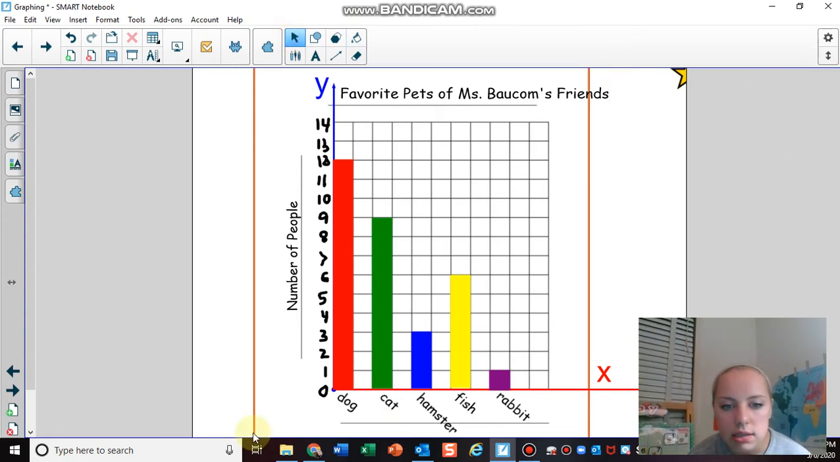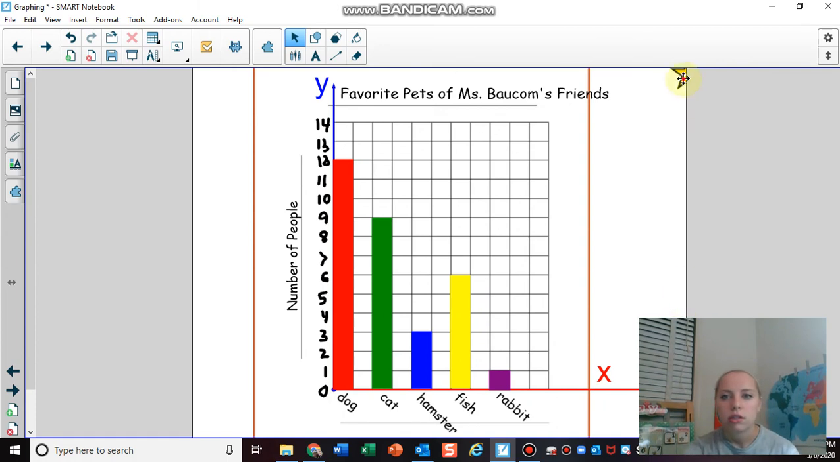Along the x-axis, we have our categories: dog, cat, hamster, fish, and rabbit. Along the y-axis, we have our numbers that represent the number of people that voted for each of those categories. Dog has 12 votes, cat has 9 votes, hamster has 3 votes, fish has 6 votes, and rabbit has 1 vote. Now we can answer some questions about our graph.